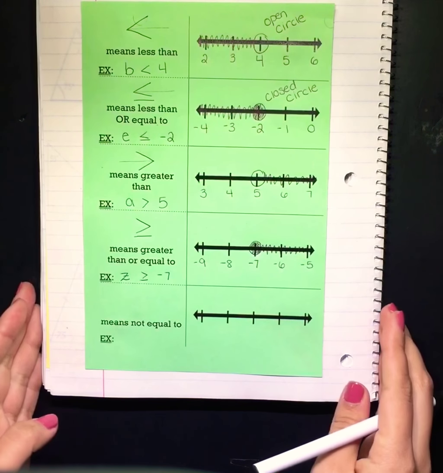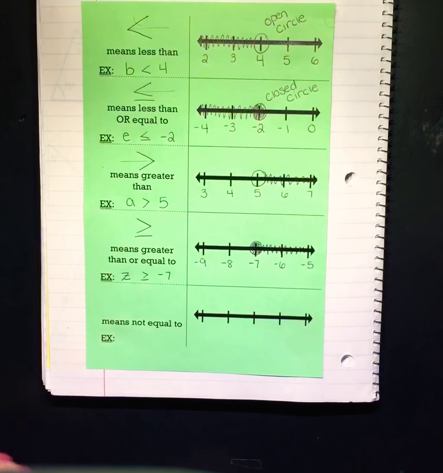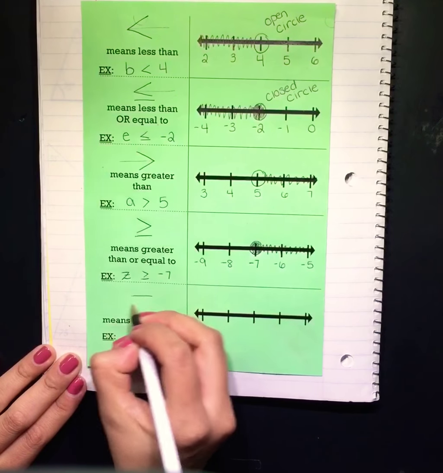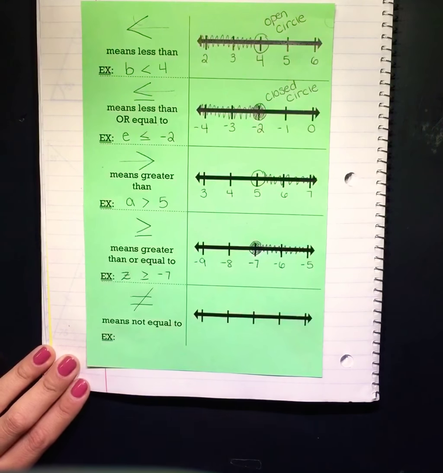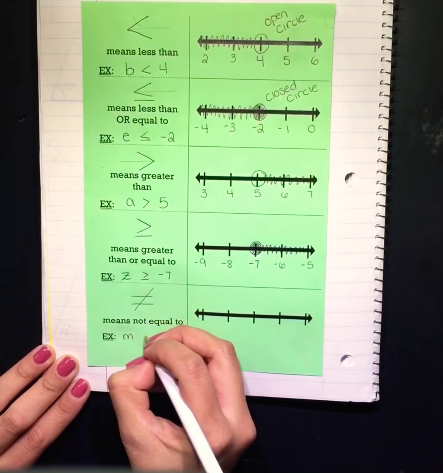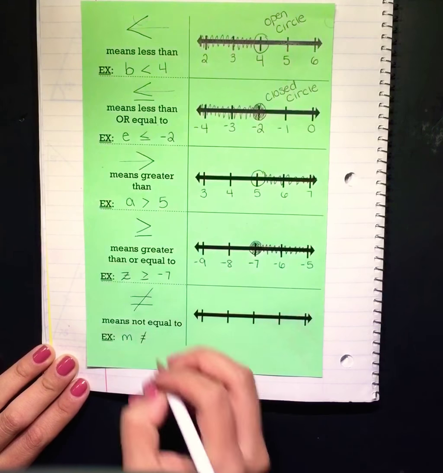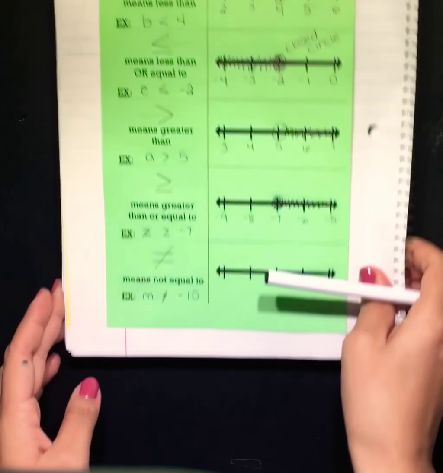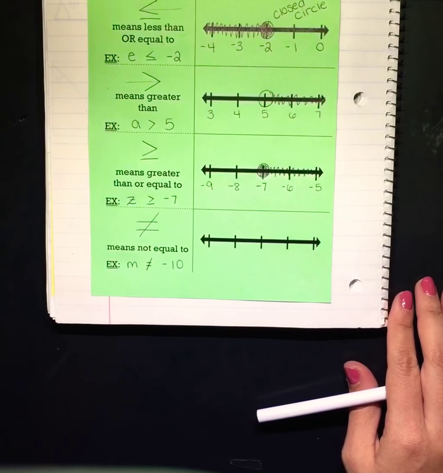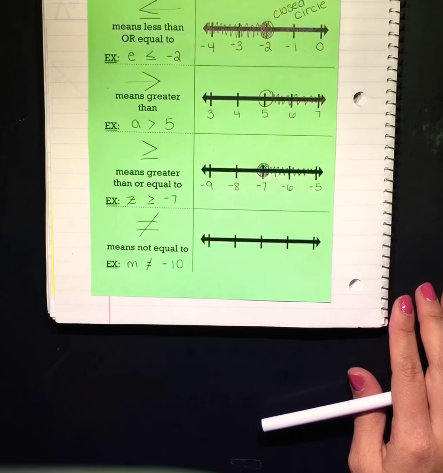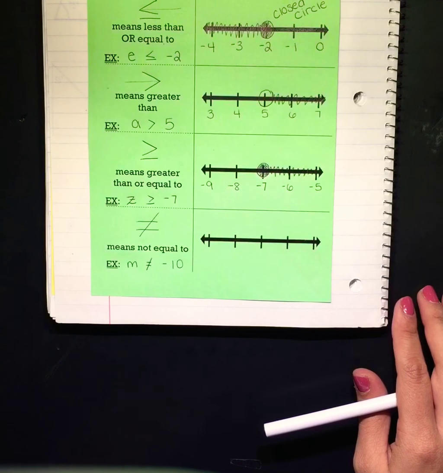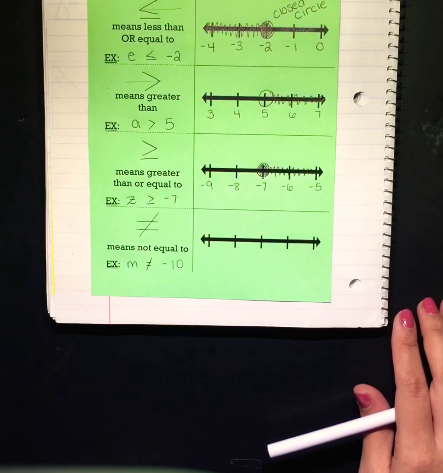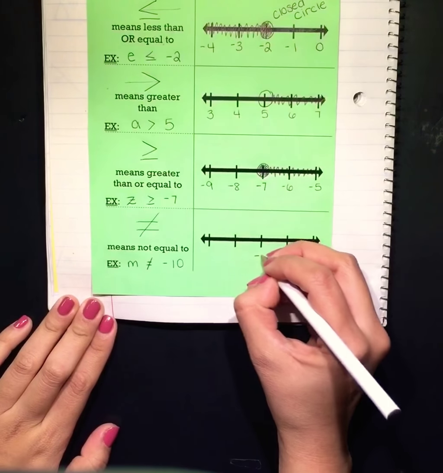Okay, last one, ≠ means not equal to. Which one of those signs is the one that's not equal to? The equal sign with the line. Good. And here's our example. M is not equal to -10. Any number besides equal? Besides which one? Equal. The same number. -10. Besides -10. Very good. So in the middle, I've got -10.